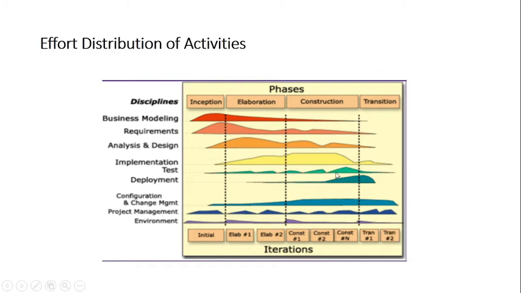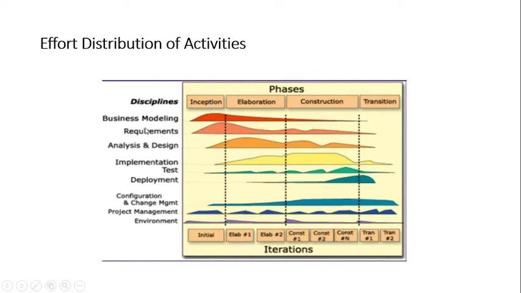Why is testing less? Because we are using tools, right? When we are working with tools, then it's obvious that the errors will be less. So less testing is carried out than when doing it in other ways, without using the tools. Then in the transition, these are less. Deployment, yes. Then configuration and change management. Once the software is delivered, you need changes due to one reason or another, that is what is represented here. Project management is required. So this is how effort is distributed.